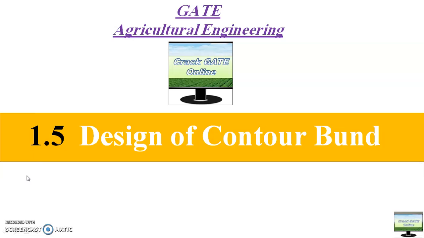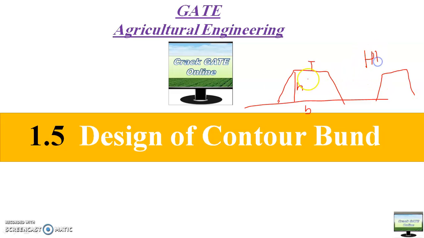So in today's video I am going to discuss the design of contour bund. When I say the design of contour bund, what do we mean by the design? Here, as I told you, the cross section of the contour bund is trapezoidal. In design, you have to calculate the base width, the top width and the height of the bund, that may be H or D, whatever you say. That is the height of the bund, and in designing you have to decide the distance between two contour bunds, the horizontal interval. All these parameters are considered to be the design parameters.